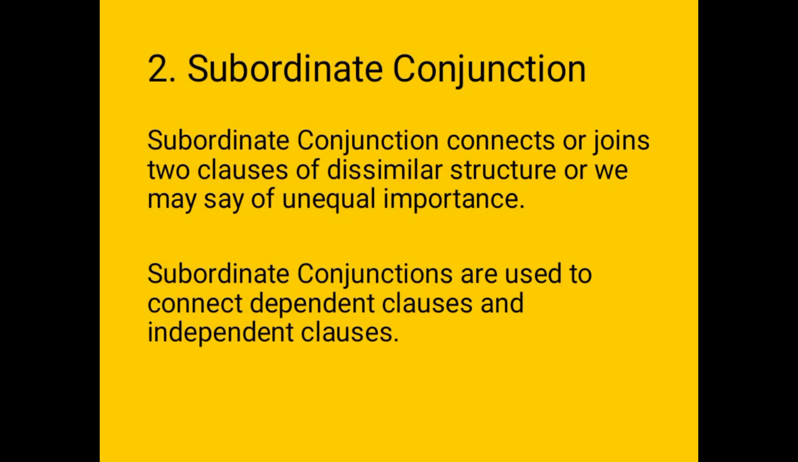Now, the second type of conjunction is the subordinate conjunction. Subordinate conjunction connects or joins two clauses of dissimilar structure, or we may say of unequal importance. Now, what is meant by dissimilar structure and what is meant by unequal importance, I'm going to discuss further.